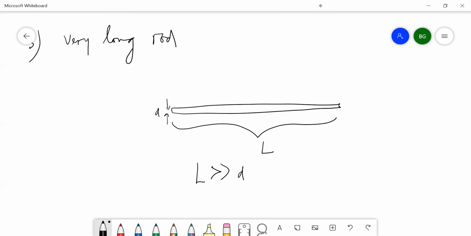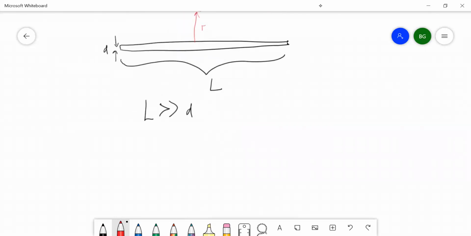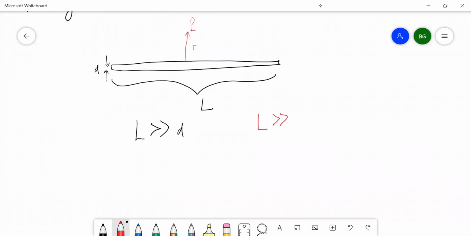Okay. So in this case, if we consider this R here, the distance from the rod to the point P, where we want to know the expression of the electric field at P, this also means that L is much, much greater than R. So we can say that this R here is the radius of the Gauss surface. Okay.